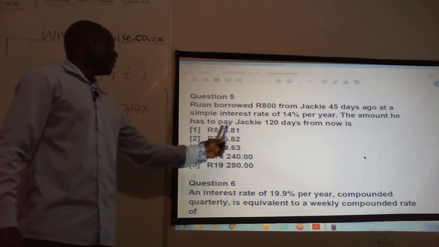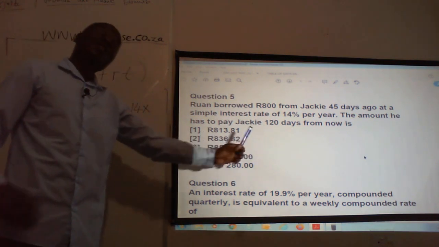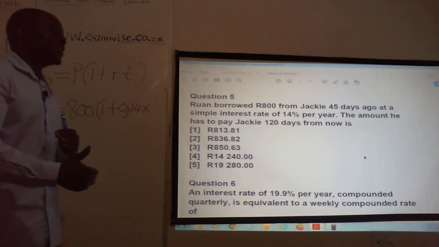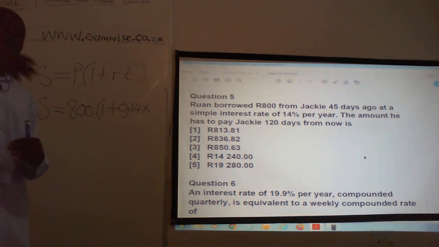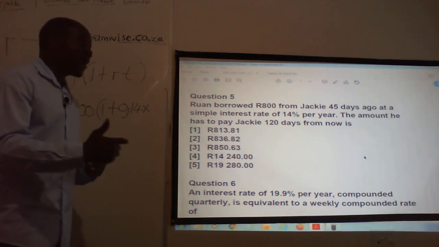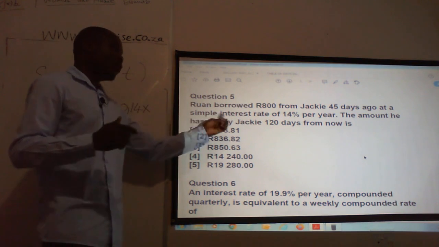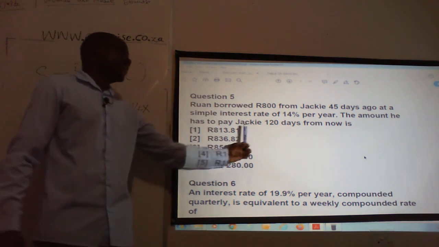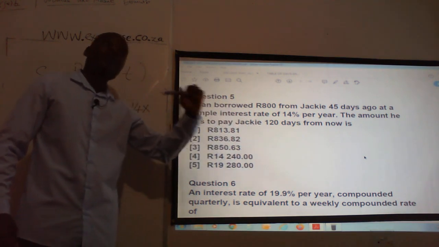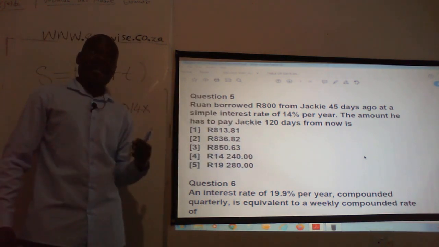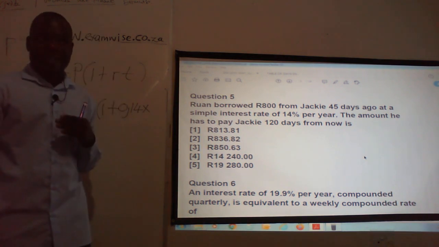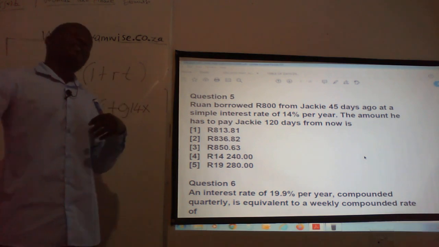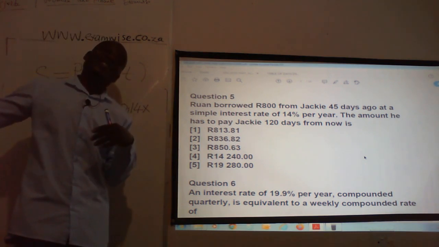So here they said 120 days from now. So are we using 120 days as our t, or are we going back to the time when Ruwan borrowed the 800 rand from Jackie? Because here they are saying 120 days from now. They are saying today, for example, but the 800 rand was not borrowed today, but it was borrowed 45 days ago.